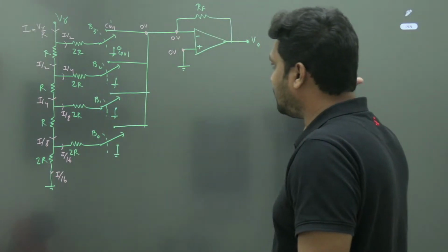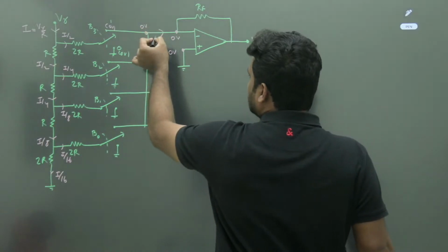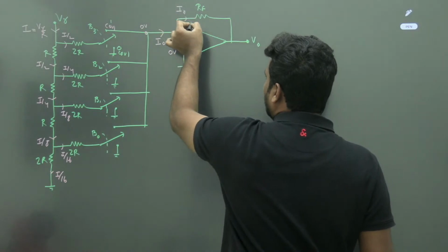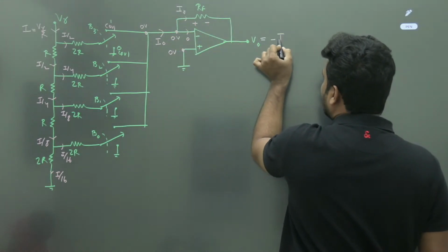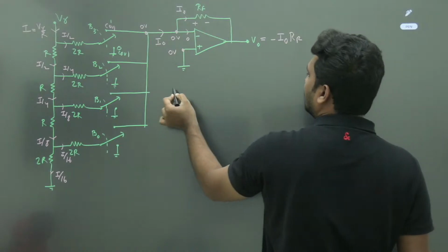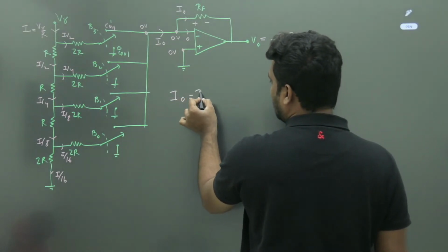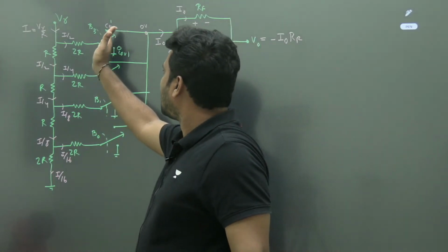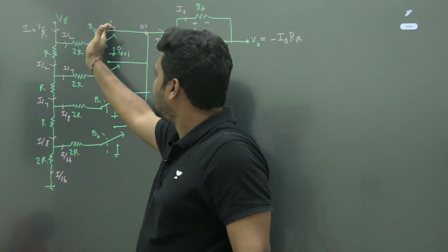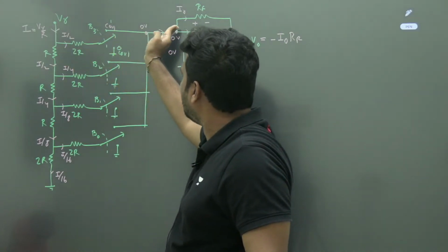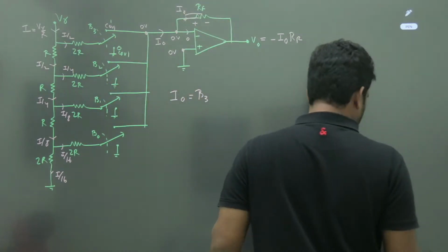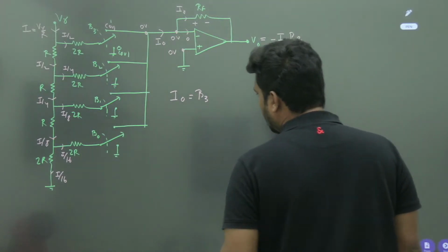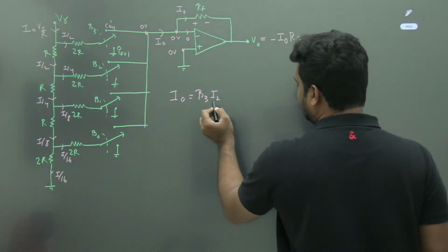Now listen carefully. So it is giving some current I naught. No current flows into the op amp. This I naught will come here, and the drop you get is minus I naught into RF. Now what is I naught? If a particular bit, say bit 3, is equal to 1, what is the current you will get? If bit 3 is 1, the switch will be here and it will give you I by 2 in this part.